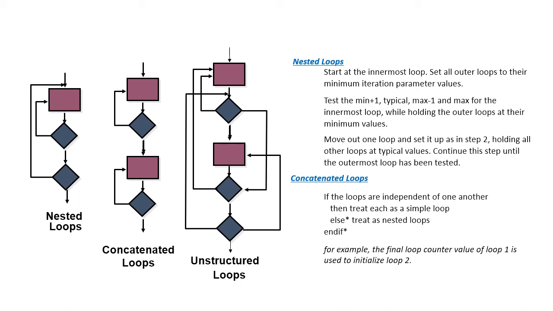And then we also have concatenated loops. If the loops are independent of one another, then we treat them as simple loops. So this one is a simple loop by itself, and another one is a simple loop. Else they can be considered as a nested loop, so we go back to the two basic loop strategies just now. For example, the final loop counter value of loop 1 is used to initialize loop 2, and so on.